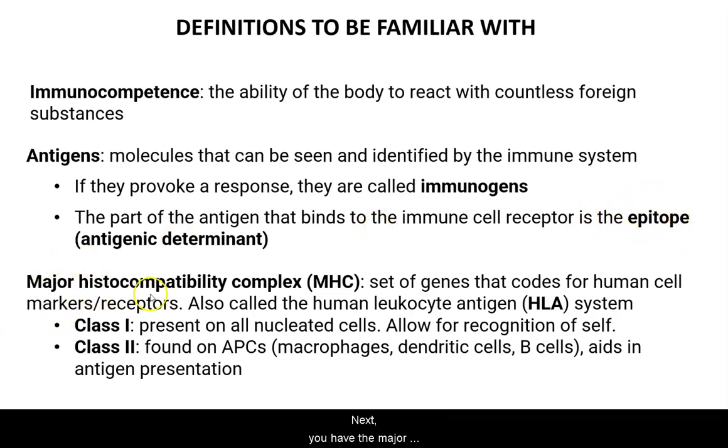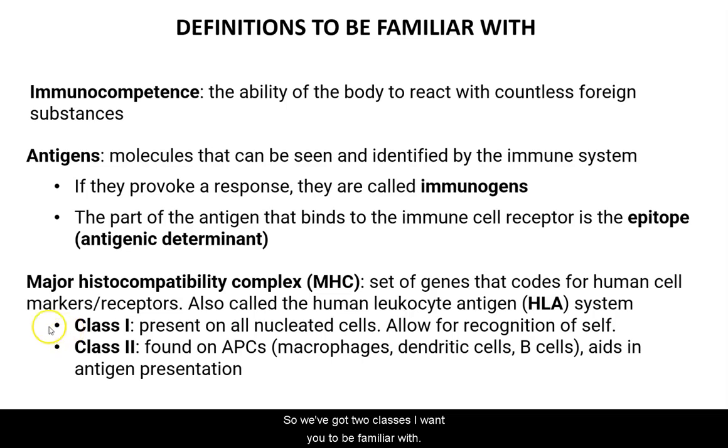Next, you have the major histocompatibility complex. I want you to be aware of this. This is a set of genes that is going to code for human cell receptors, okay? And those human cell receptors convey things like self. This is also called the human leukocyte antigen system.